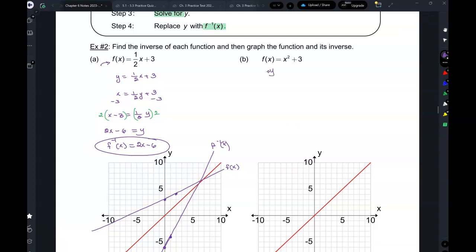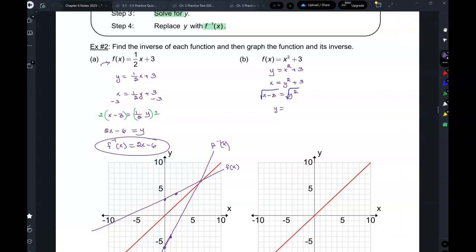So y equals x squared plus 3. Okay, now let's exchange x and y. So x equals y squared plus 3. I'm going to solve for y, so I have to subtract 3 from both sides. Now what am I going to do? Take a square root. So y is equal to how much?